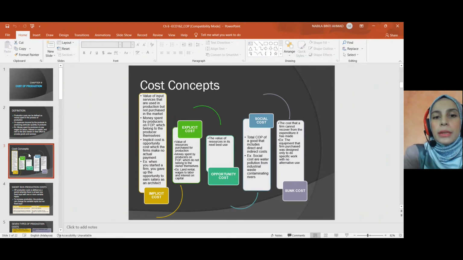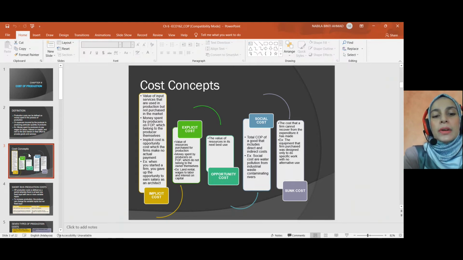So the concept of cost ada beberapa. We have implicit cost, explicit cost, opportunity cost, social cost and sunk cost. So apa itu implicit? Kita go to explicit cost dulu. So explicit cost adalah yang tadi itulah, which is any money spent in the process of production dipanggil sebagai explicit cost. So kita bayar rent to the landowner, kita bayar interest on capital, kita bayar wages to labor, itu adalah explicit cost.